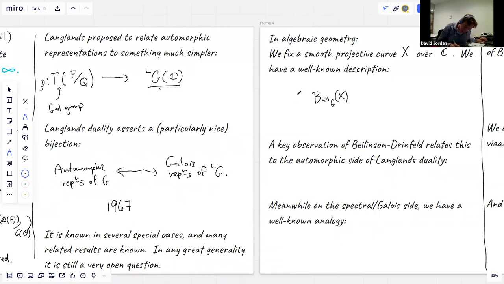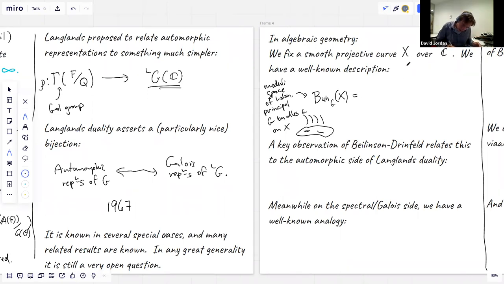So Bun G, this is a moduli space of holomorphic principal G bundles on X. So we think about X as some algebraic curve, and then we've got some fibering of it with G. And so there's a well-known way to think about this.